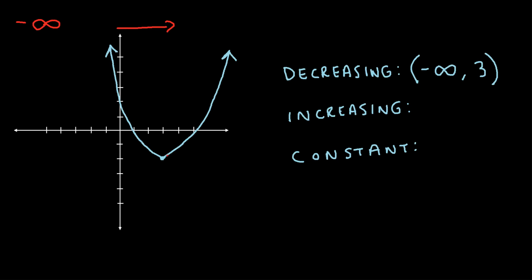And then what we'll notice is starting from the x value of 3, as we keep moving to the right towards infinity, now the graph is starting to increase. The y values are getting larger. So we would say it's increasing from 3, again in open parentheses because 3 is not included, all the way to positive infinity. The y values are increasing. Now for this one, the graph is not constant at any point, so we won't have any interval here. So this will be our final answer for this one.